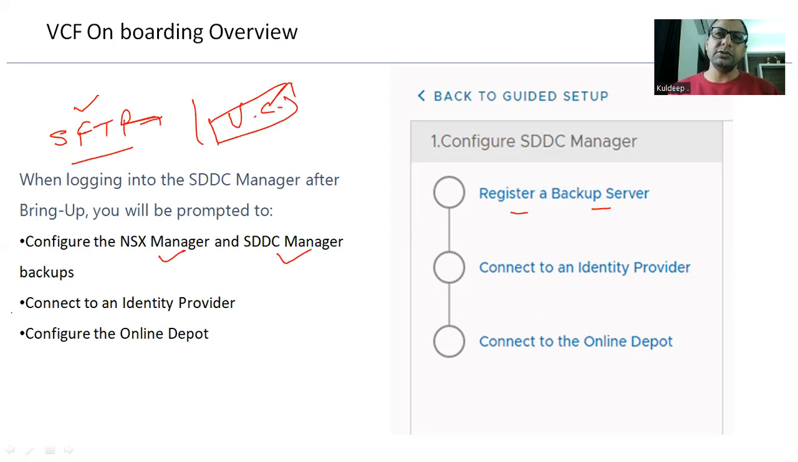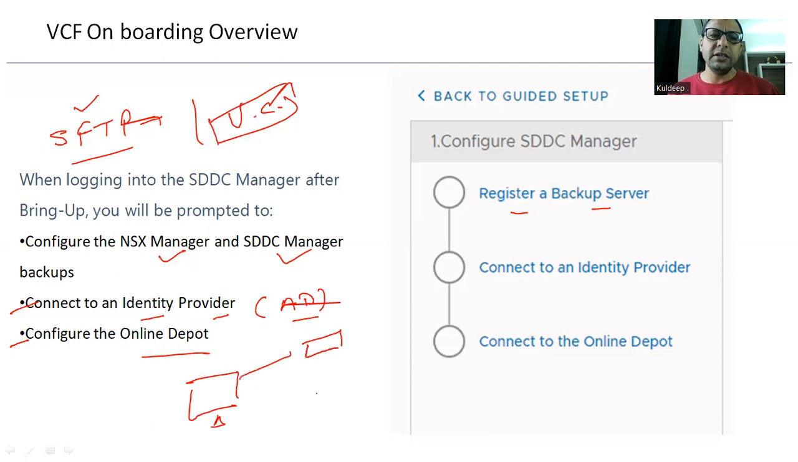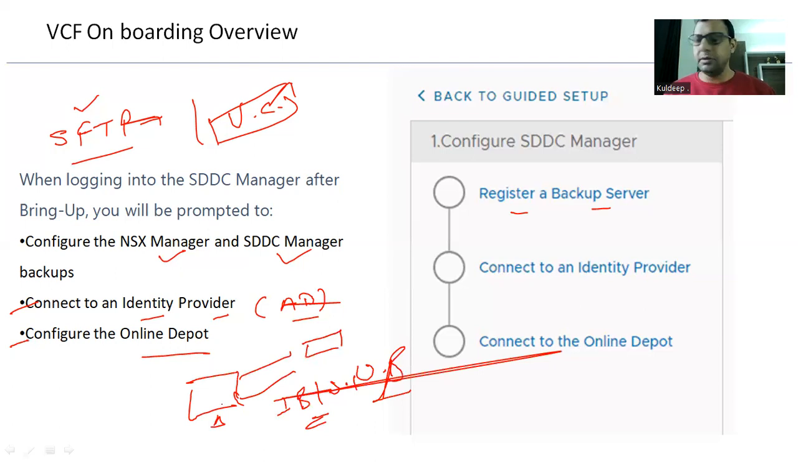Then the next task, connecting the identity provider. Identity provider could be your AD, which will be seen in the next slides, like which could be the primary identity provider. And configure the online depot. When we say the online depot, it is the VMware online depot from your SDDC Manager. The SDDC Manager will be downloading the installation bundles and the upgrade bundles. So you have to configure the online depot.